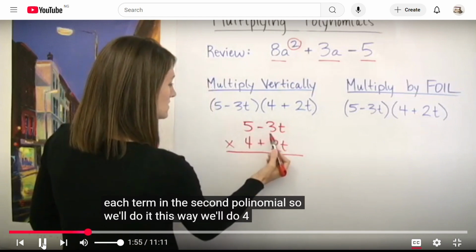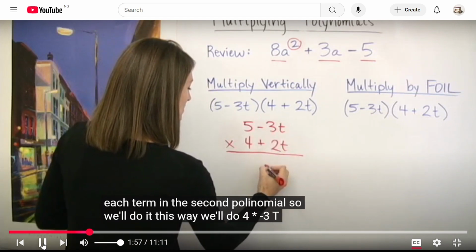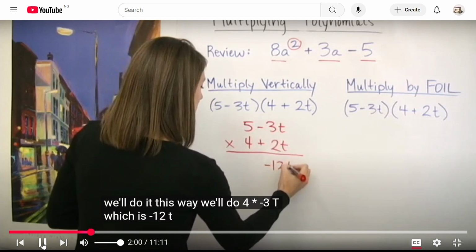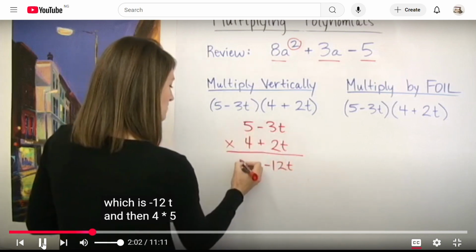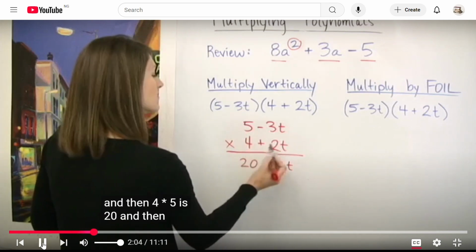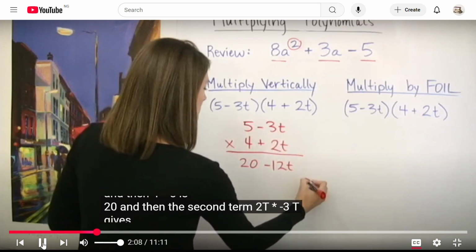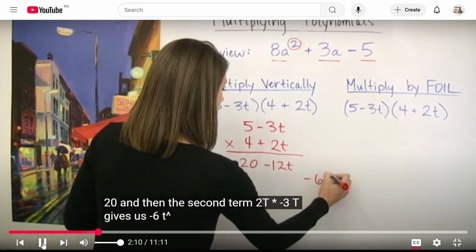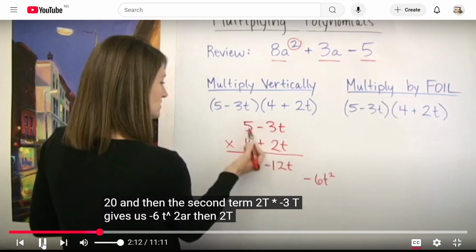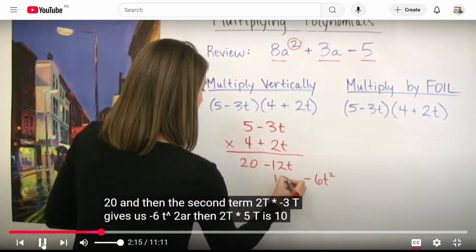We'll do 4 times negative 3t, which is negative 12t. And then 4 times 5 is 20. And then the second term, 2t times negative 3t gives us negative 6t squared. And then 2t times 5 is 10t.